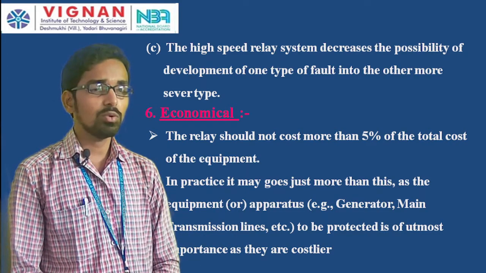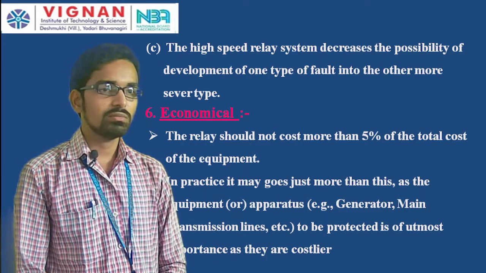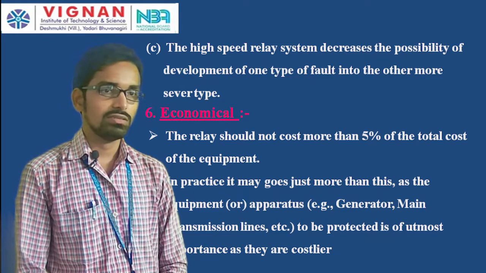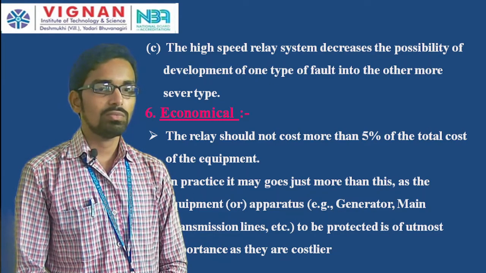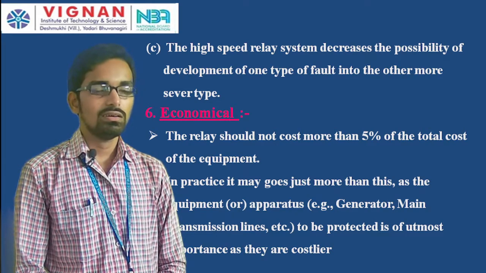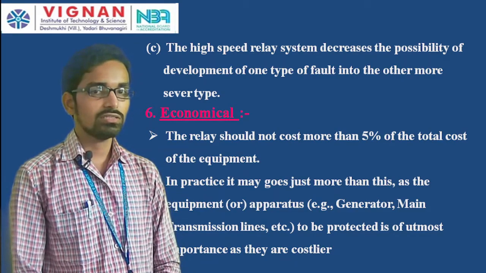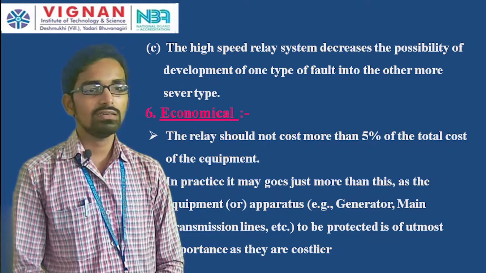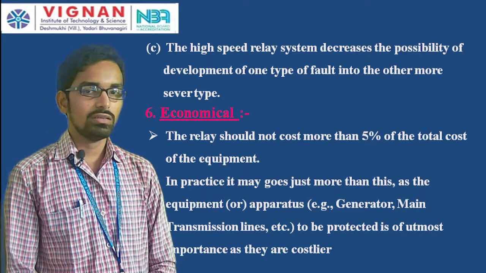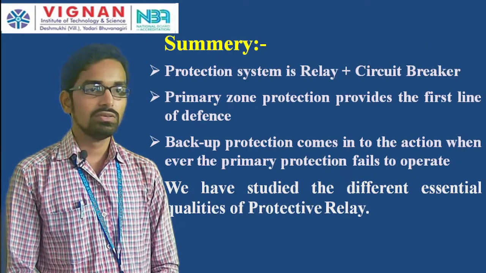These equipments are very costly. If you consider generators or main transmission lines, they are costly equipment, in terms of crores of rupees. So for that, if you spend 5% on the protection cost, that is a good thing, as it avoids the damage or loss of the equipment. So, these are the total 6 essential qualities needed for the protective relay.